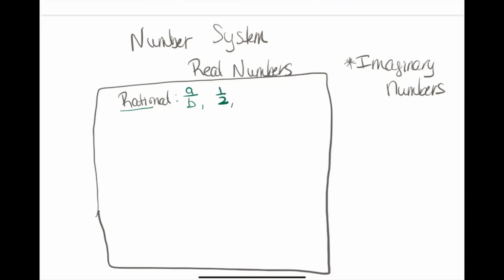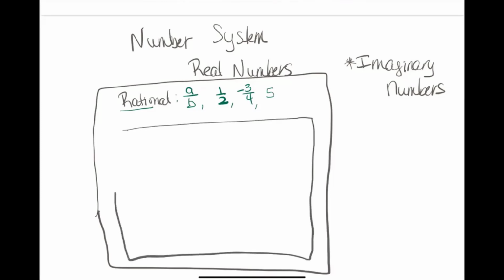Anybody got anything different? Yeah, and I'm just going to throw a negative in front of it just for the fun of it, right? Negative 3 over 4, that would be a rational number. Would 5 be a rational number? Yeah, that's the same thing as 5 over 1, right? So that's also a rational number. All right. So then if we want to get even more specific, we can drop down to another box. And everything in this box would be considered an integer.